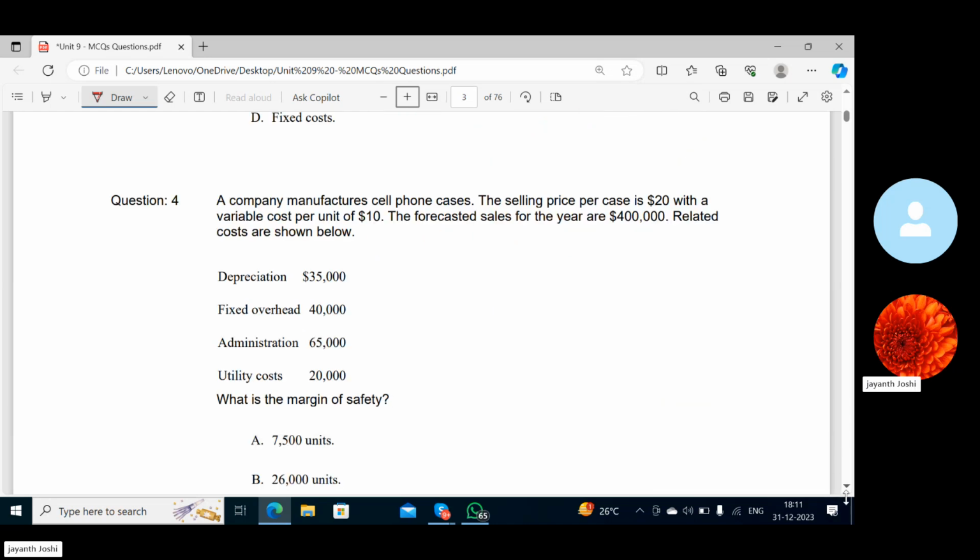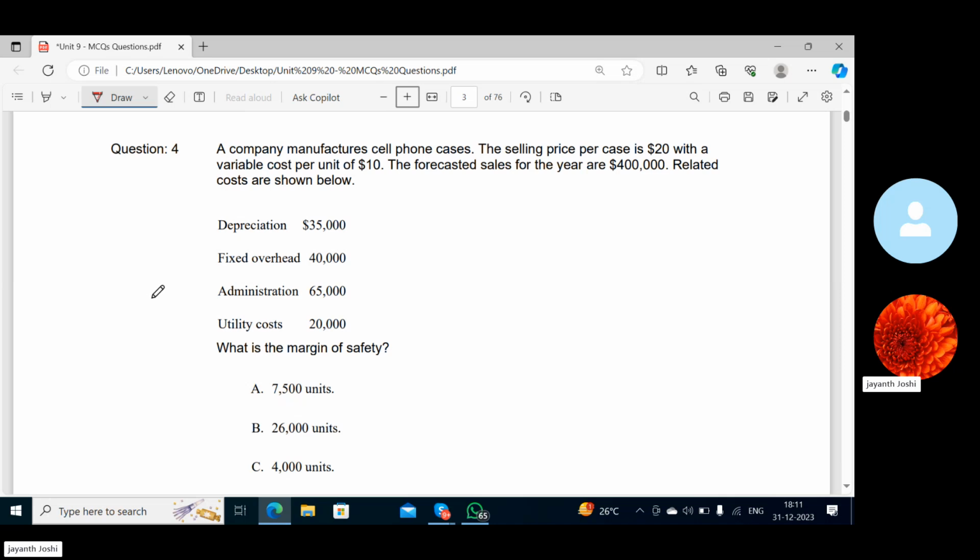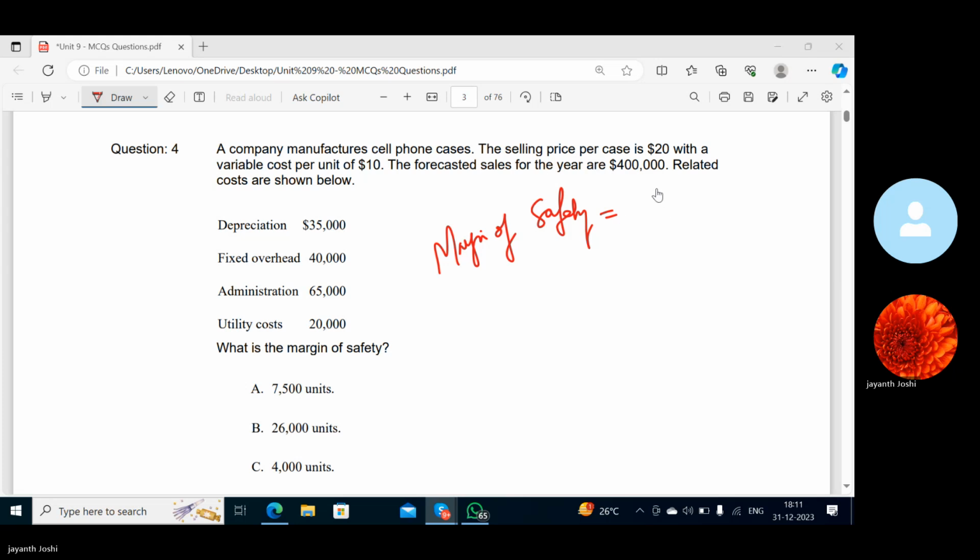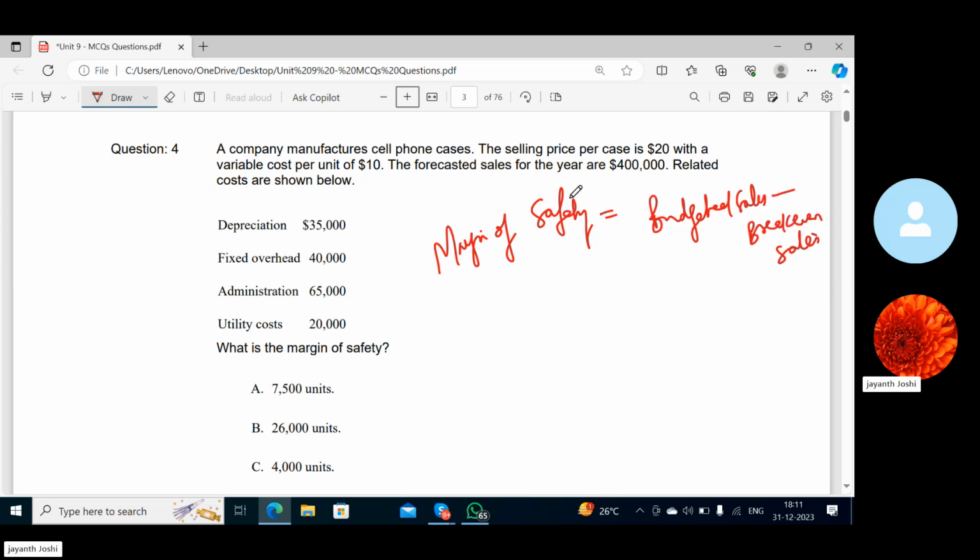Yes, sir. Next question. This is a new question for you. First of all, you should know what is margin of safety. Margin of safety is what? When you have budgeted that you want to sell some X number of units, and to break even you have to sell Y number of units, if your budgeted sales is more than your break-even sales, you have margin of safety.